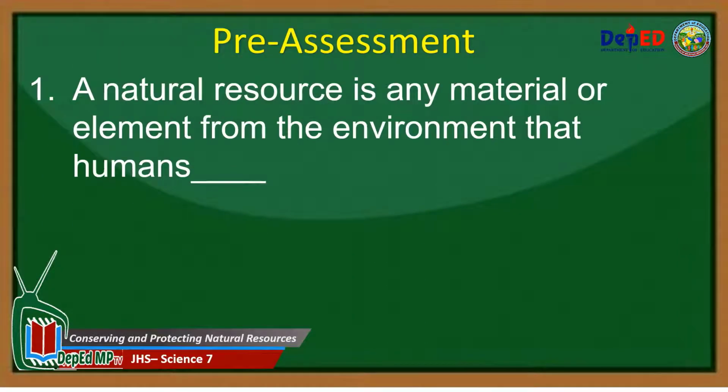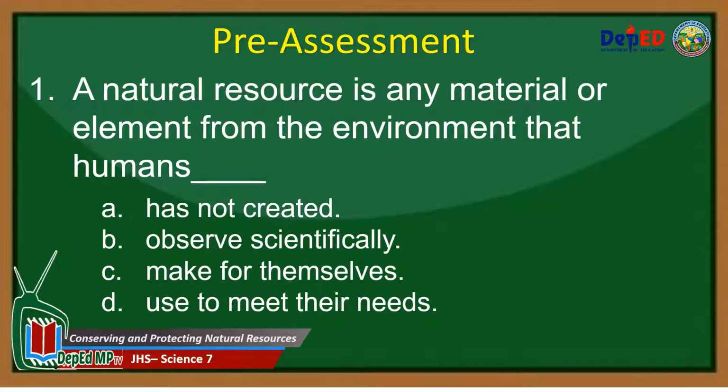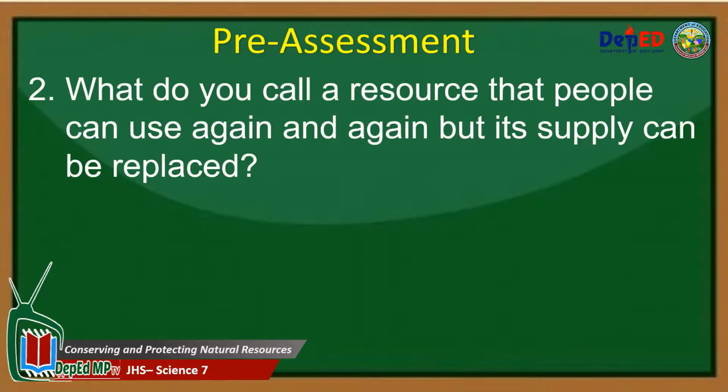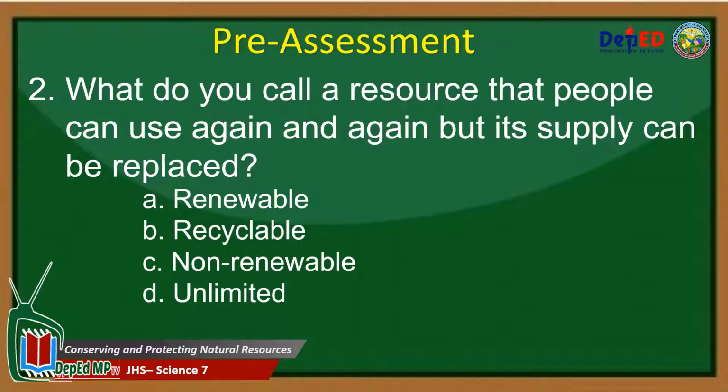1. A natural resource is any material or element from the environment that humans blank. A. Has not created. B. Observe scientifically. C. Make for themselves. D. Use to meet their needs. 2. What do you call a resource that people can use again and again but its supply can be replaced? A. Renewable. B. Recyclable. C. Non-renewable. D. Unlimited.